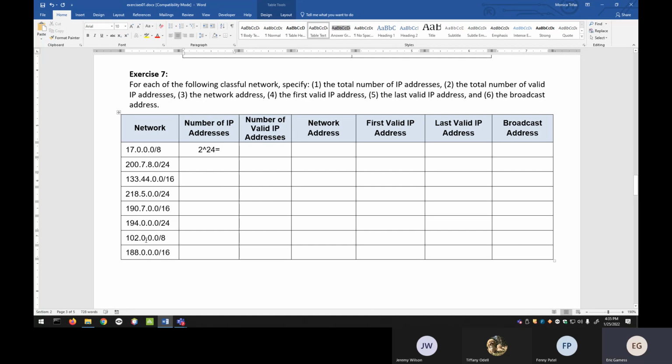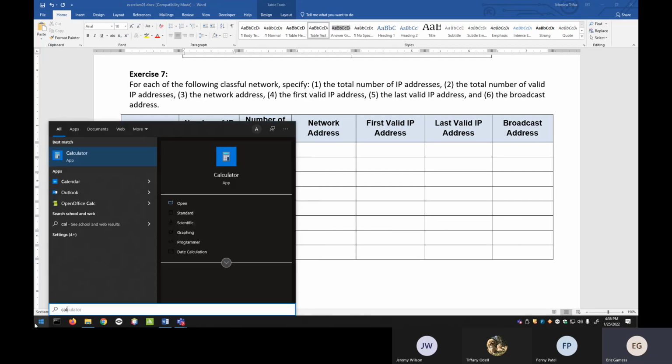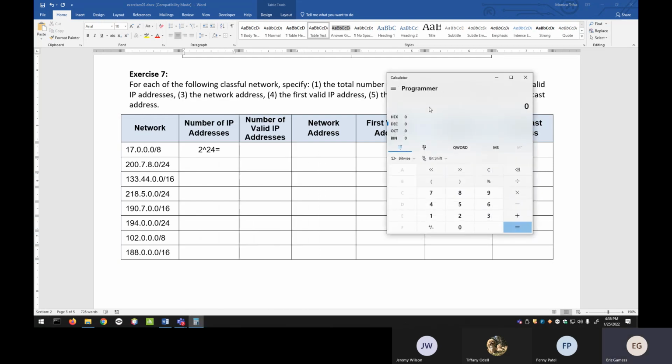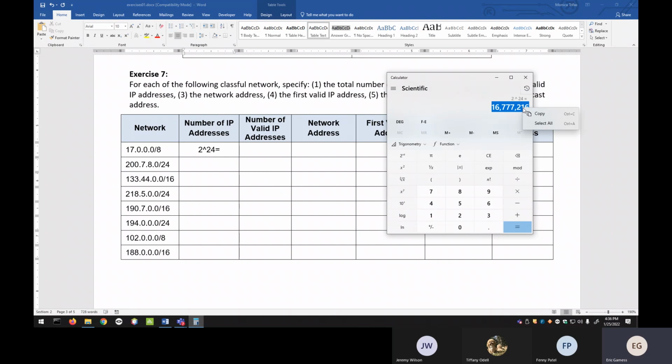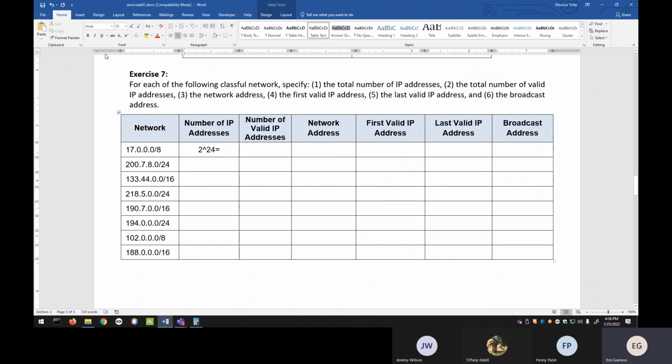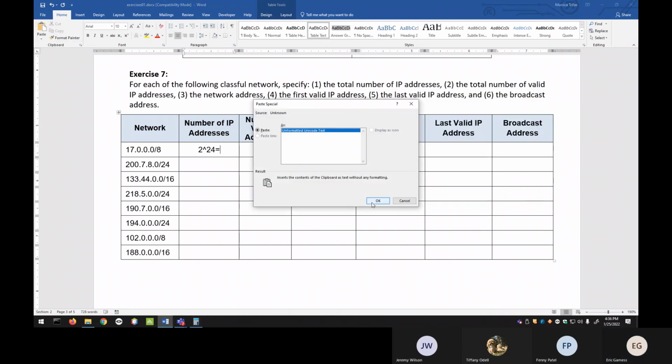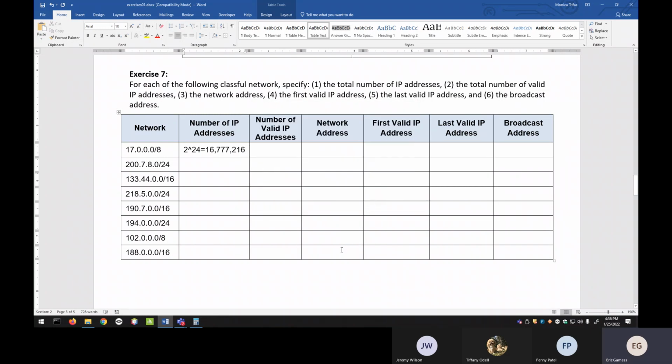And 2 to the power of 24, let's take the calculator to compute that. Let me use a better calculator, the scientific calculator. So 2 to the power of 24. This is this number. Let me copy it. Copy, and let me paste it here. Okay, so that will be the total number of IP addresses that we have.